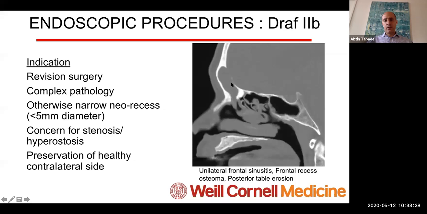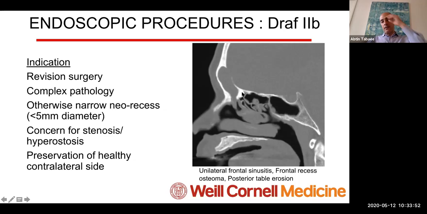So this is a patient with a complicated frontal recess, obstructive outflow tract here, an osteoma at the posterior table, a mucocele event with thinning of the posterior table back here. And so this patient had unilateral disease. They don't have a bilateral problem. And so the discussion we had internally was whether to go ahead and just make this a massive opening or give it a shot and do this unilaterally.